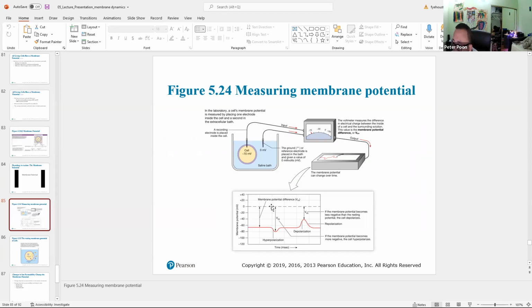So you can see this the same way. The membrane potential is -70, which means the cell is -70 millivolts.